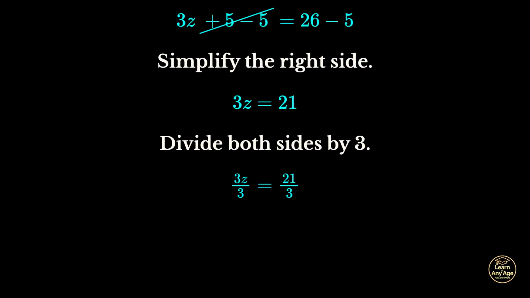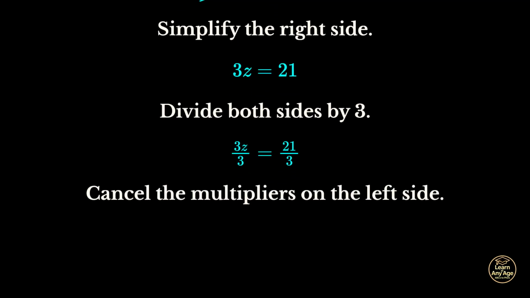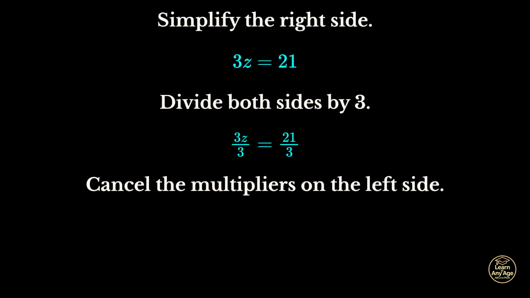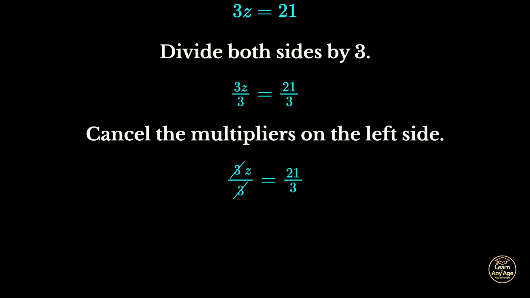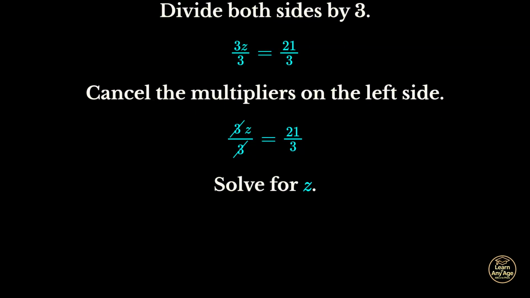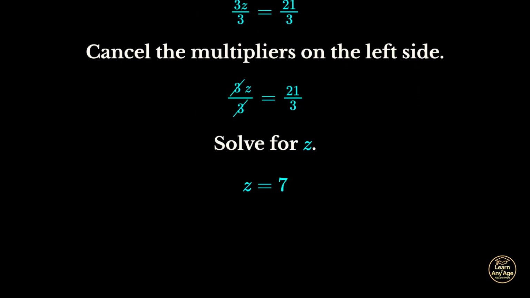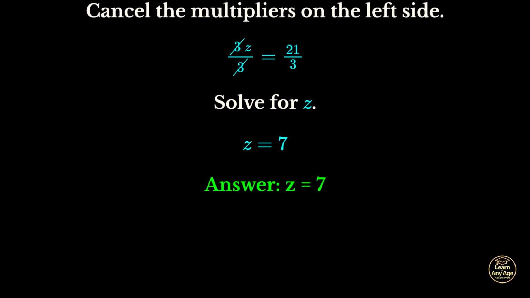3z over 3 equals 21 over 3. Cancel the multipliers on the left side. 3 cancelled out, z over 3 cancelled out equals 21 over 3. Solve for z. Z equals 7. Answer: z equals 7.